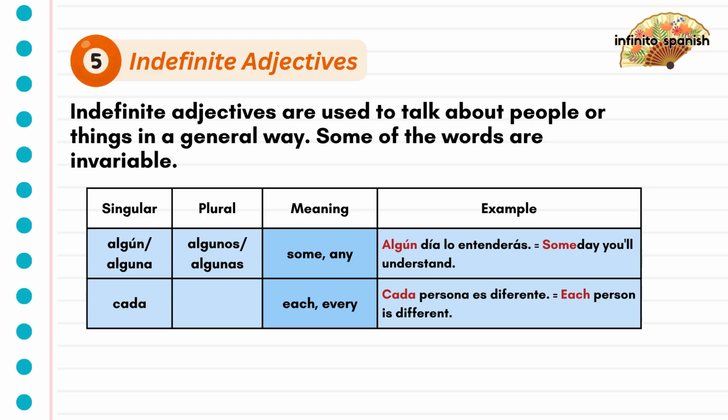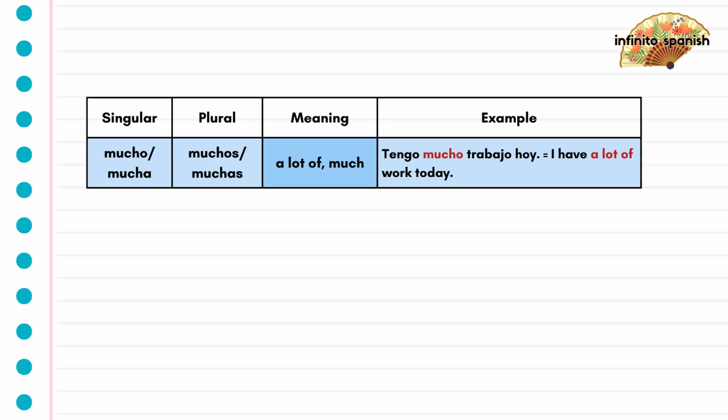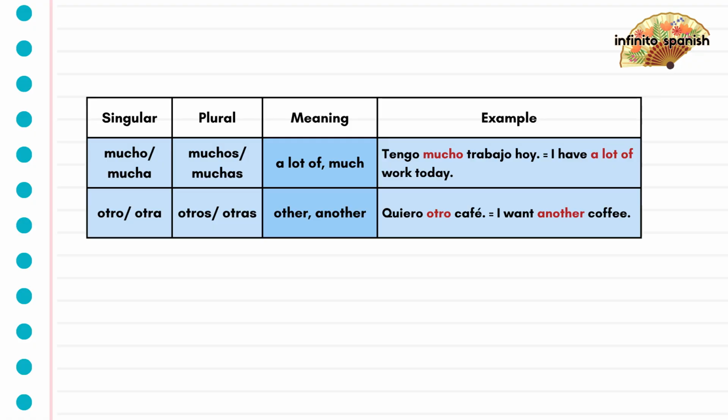Cada, meaning each, every. Cada persona es diferente. Each person is different. Mismo, misma, mismos, mismas, meaning same. Ella es la misma de siempre. She's the same as always. Mucho, mucha, muchos, muchas, meaning a lot of, much. Tengo mucho trabajo hoy. I have a lot of work today. Otro, otra, otros, otras, meaning other or another. Quiero otro café. I want another coffee.